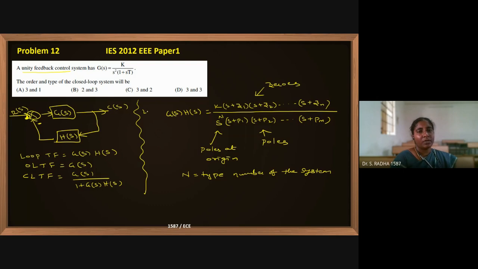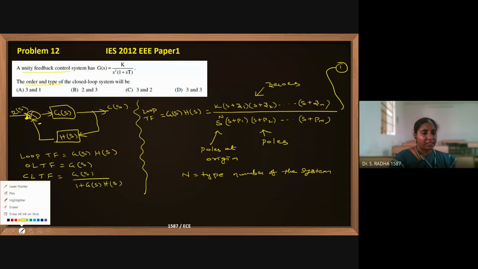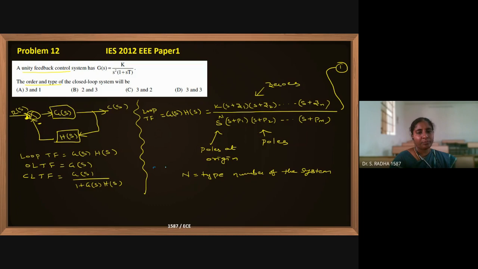So what I have written here is the loop transfer function G(s) into H(s), which is equation number 1. We calculate type number and order from the loop transfer function. The general format is present. Now our actual solution starts here. All these are rough, just for understanding.